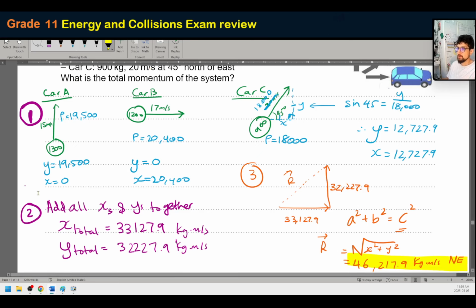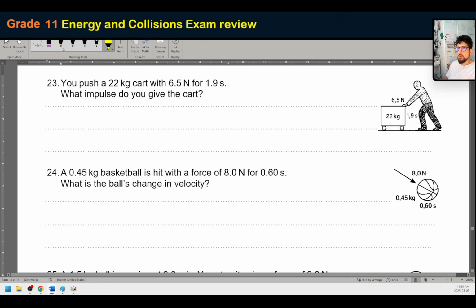Okay, let's keep going. You push a 22 kilogram cart with 6.5 newtons for 1.9 seconds. What impulse do you give the cart? Ooh, finally getting into impulse.